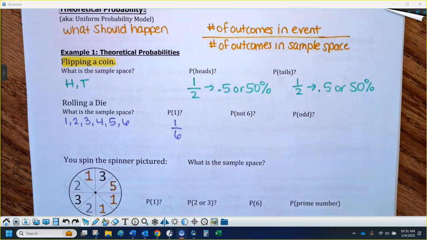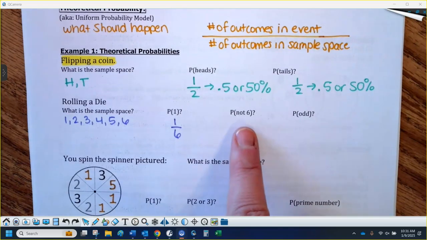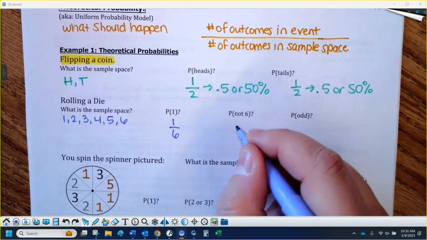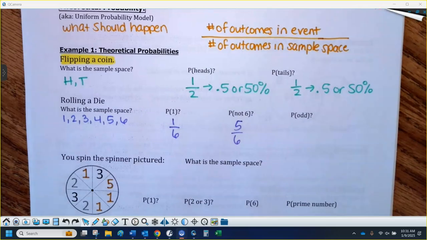Okay, how would I figure out the probability? This is saying not 6, so what's the probability I don't roll a 6? Think about all the options that would not be 6. How many of those would I have? Perfect. 5. All the other numbers, 1, 2, 3, 4, 5, those would all be options. So it's 5 out of 6.